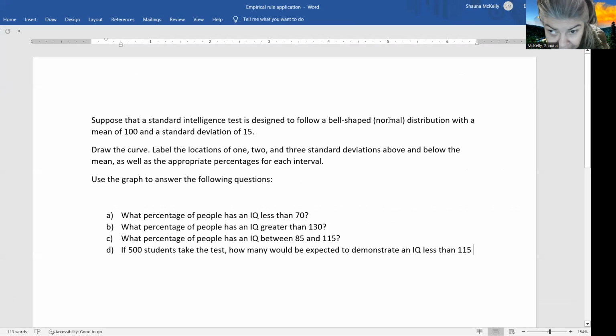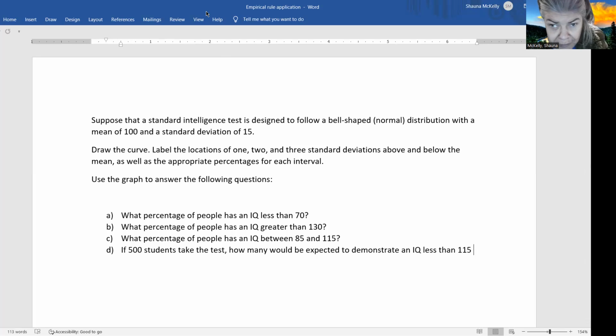I want to point out that when you see this word bell-shaped, or when you see the word normal, you'll see the word normal more in chapter 6 and onward after that. But up until then, you see bell-shaped. If you see the word normal, think about the bell. That's the shape of the distribution. So here the mean is 100, the standard deviation is 15.